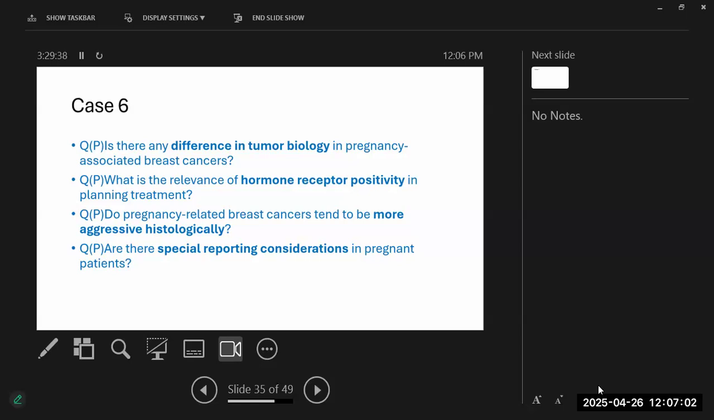You can do another core. If your first core says only LCIS, doesn't say florid or classic, then you can go for another core biopsy. If two core biopsies are negative, discuss in the MDT, go for an excision biopsy. And if you have MRI facilities before that, do an MRI.